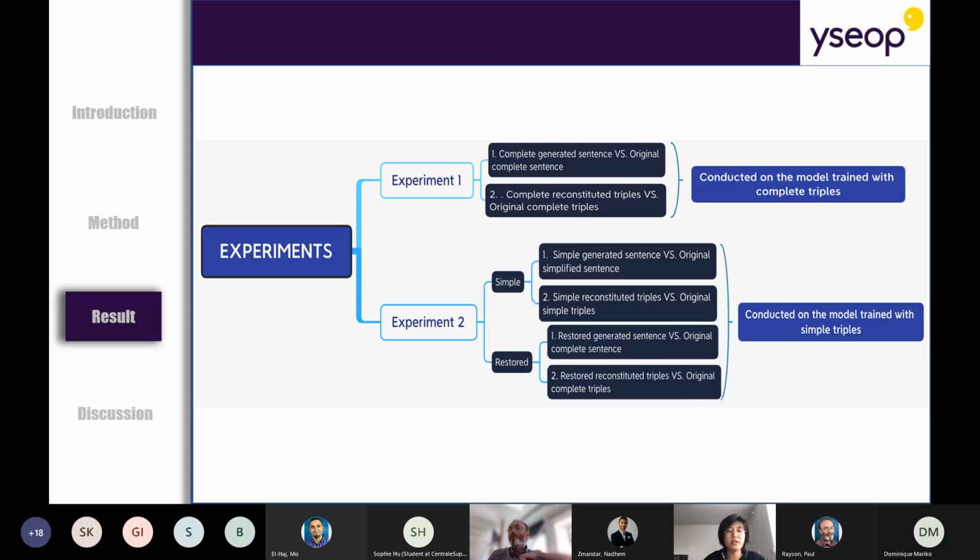We have conducted two experiments. One was on the T5 model fine-tuned with complete triples, and the other on the model fine-tuned with simple triples. For each experiment, we compare the generated sentence with the initial sentence and the initial triples with the reconstituted triples.